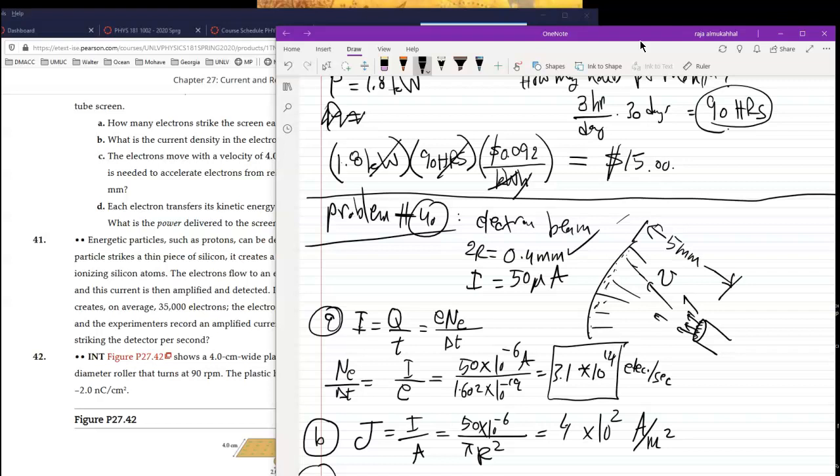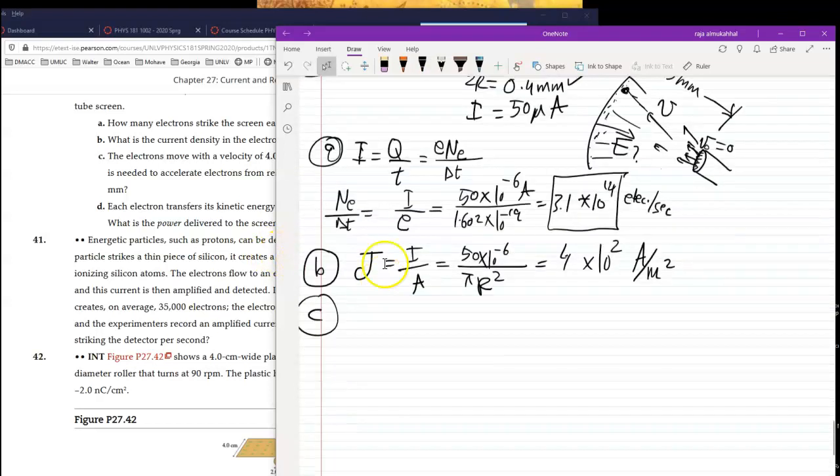Okay, the electrons come out with a speed of v naught. I'm sorry, no, I'm wrong. They come out with zero speed. V naught is 0, and then they reach the velocity here of that number that is given to us. So he's asking, what is the electric field strength here? Got it?